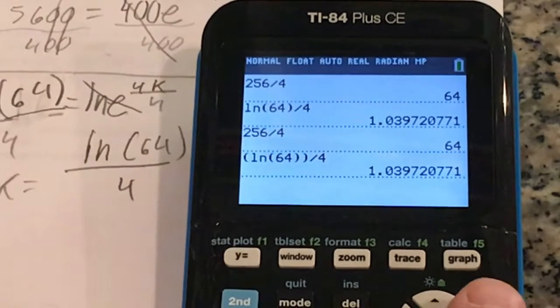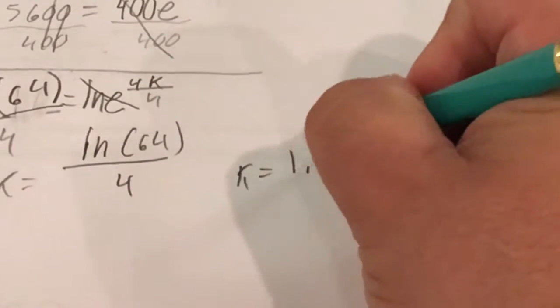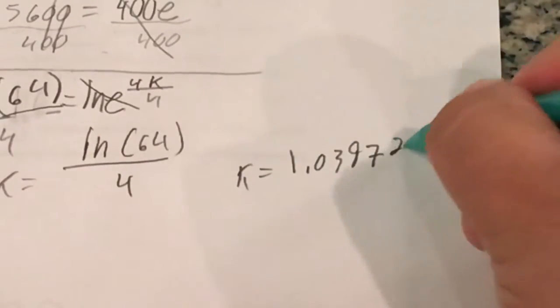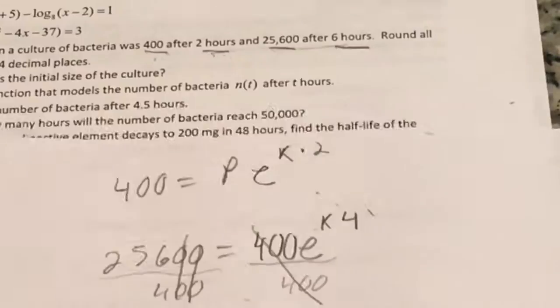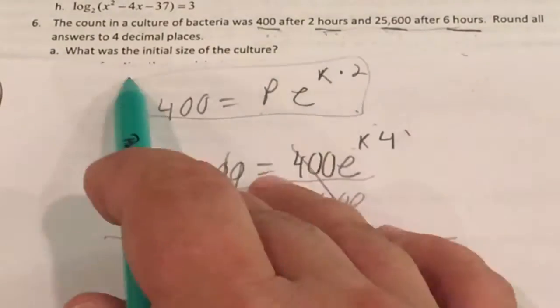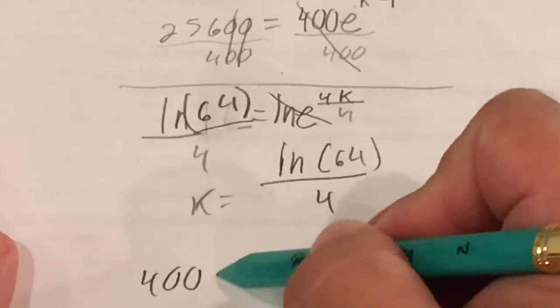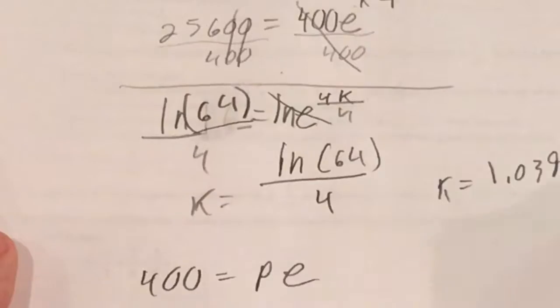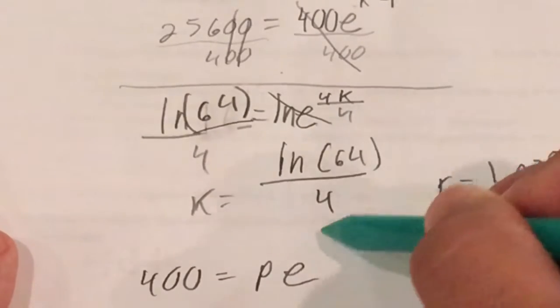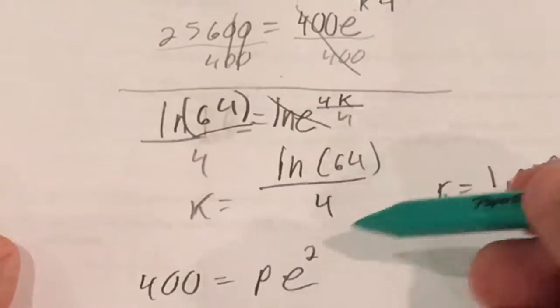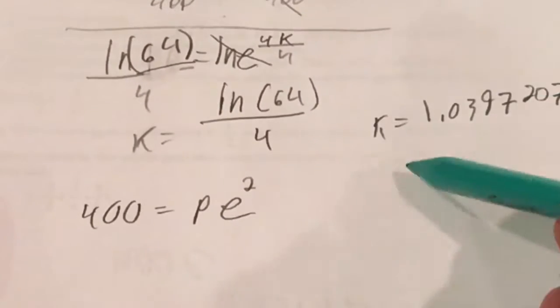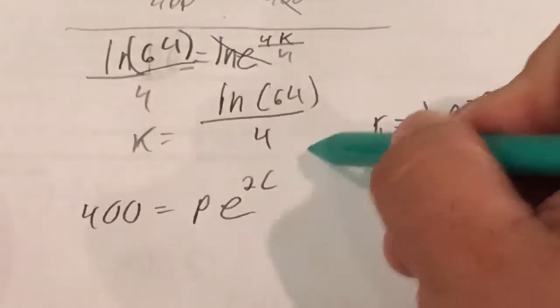And I get 1.039720771. K equals 1.039720771. The first question asks me what was the total initial size of the culture. So I have to go back to here and put the information in. So I have 400 after 2 hours. And I know that T is going to equal 2 because it says after 2 hours. And I'm going to input this k after it.